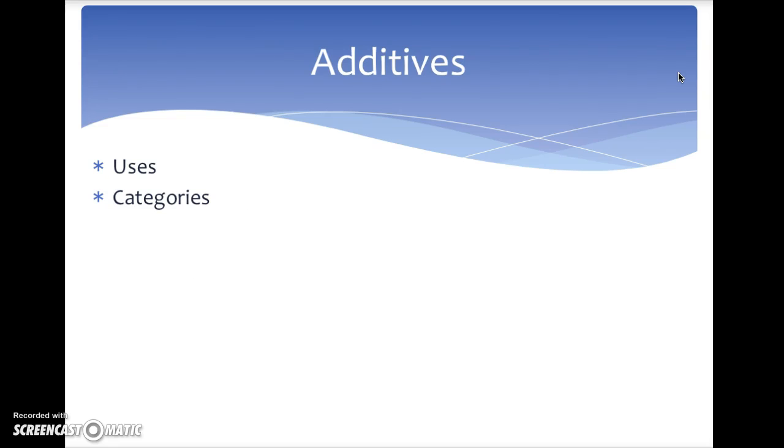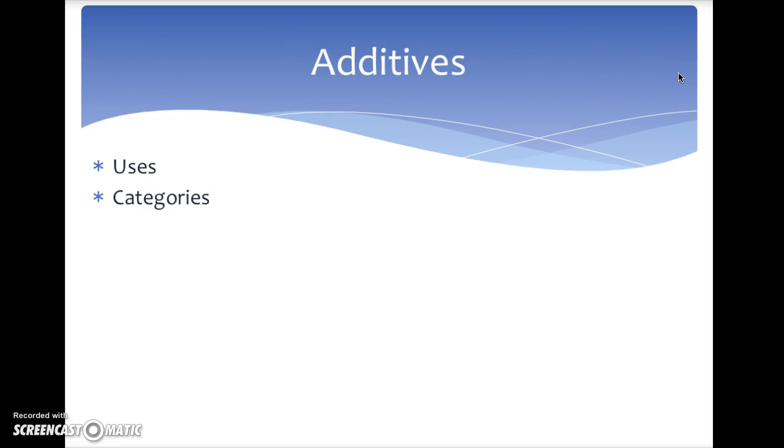So additives are typically used to extend shelf life, to add color, flavor, different textures, and may help control the pH, which may be helping to control the temperature. It may help to leaven the food, which means give it some volume. It may help in food preparation or to add nutritional value, things like vitamins and minerals that may be added. So there's lots of different uses. There are several different categories.